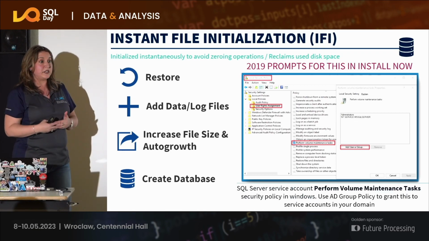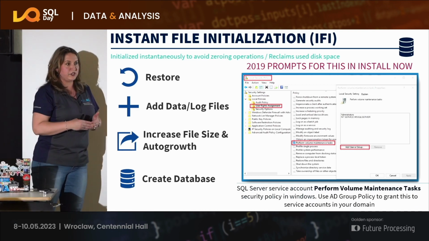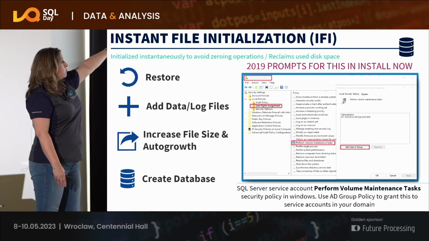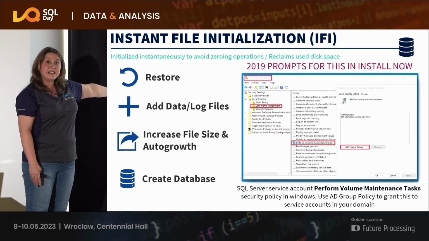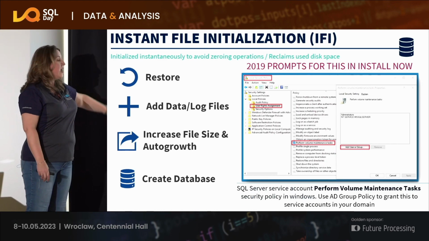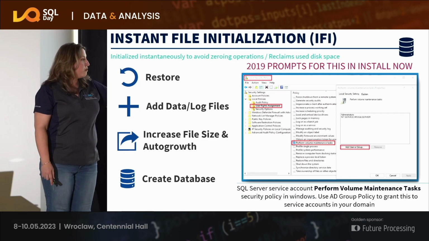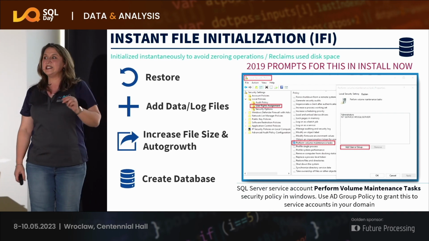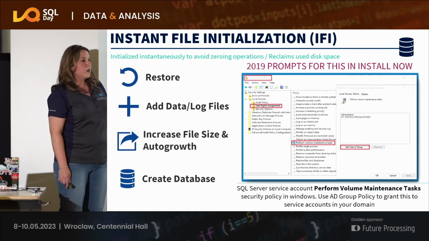So that process happens, and imagine if you're making a really big file, it's got to do a lot of zeroing out before it can actually start to do the work. This affects restores, adding new data files, increasing the size when it needs more space, so it's got to zero it all out, and creating a database. Now, if you grant this permission, perform volume maintenance task, it skips the zeroing out part. Huge savings. Really, really fast.